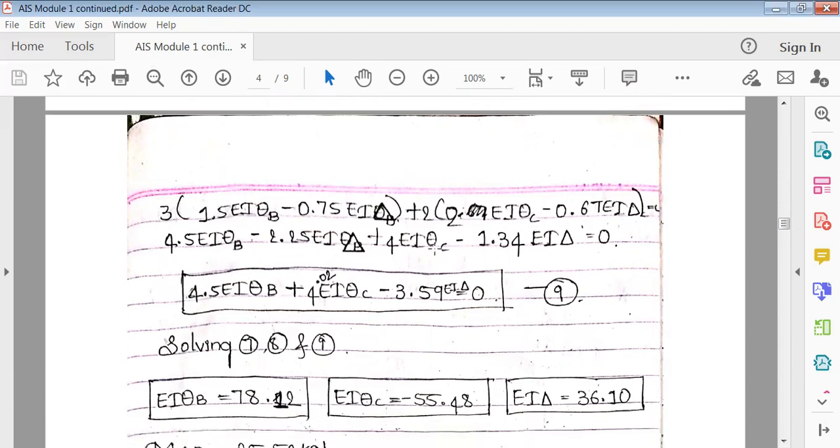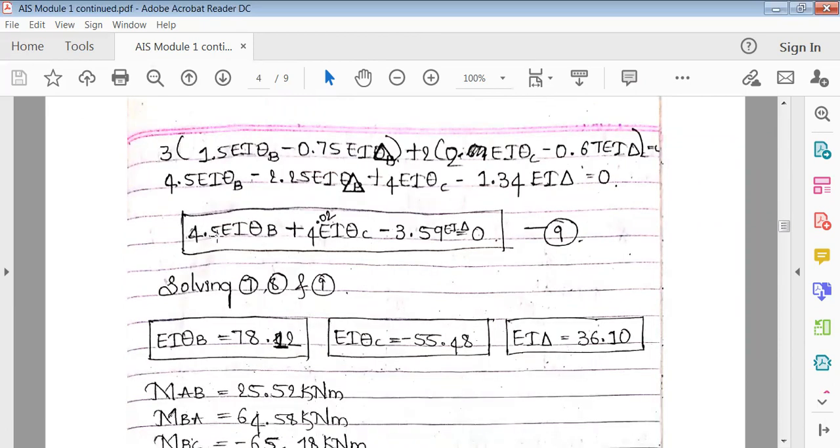When you solve this, this would be the final form, that is theta b plus theta c, again with a delta value. Again, it is in the form of theta b plus theta c and the delta value. So now this is equation number 9.